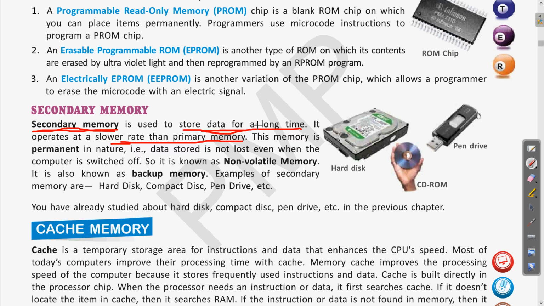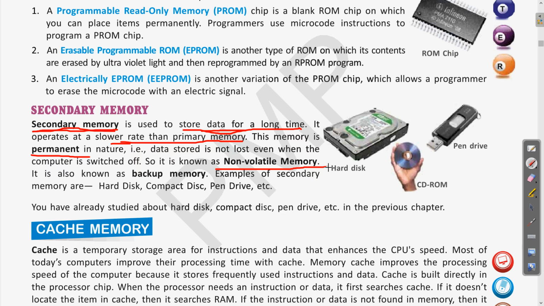Clear? This memory is permanent in nature. Which memory? Secondary memory. And the primary memory was temporary in nature. In the secondary memory, the data is saved permanently, so this is why it is called permanent in nature. That is, data stored is not lost even when the computer is switched off. Clear? And that is why it is also non-volatile memory. Why non-volatile memory? Already we know non-volatile means the content will not be deleted when electricity is switched off or when the device is switched off.